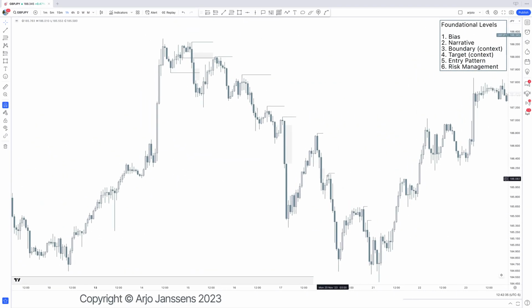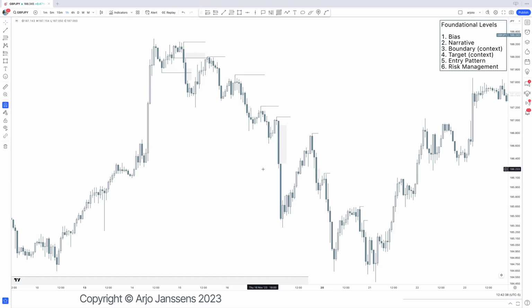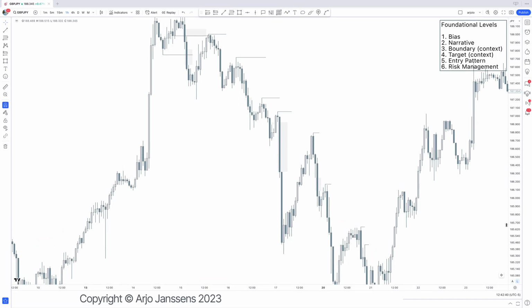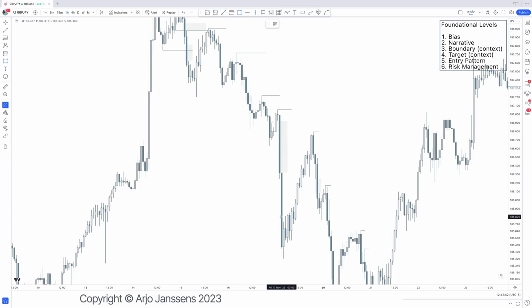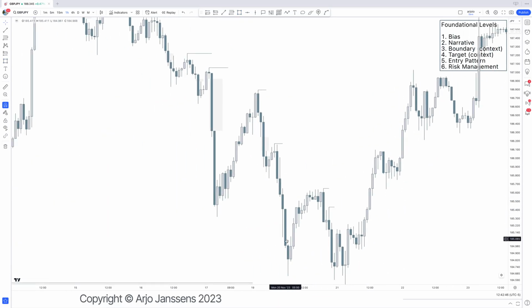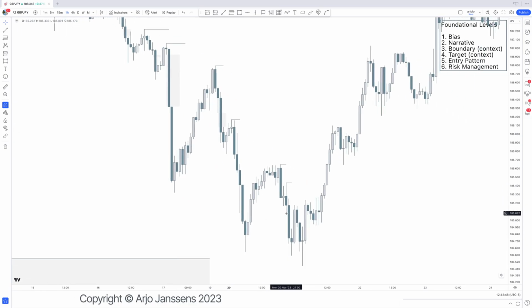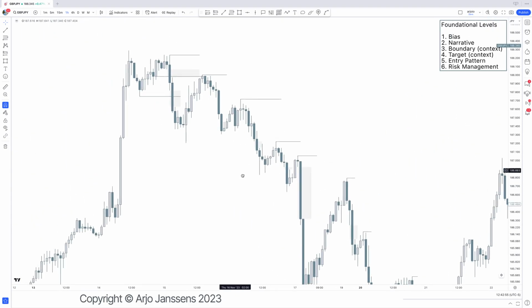If we look at all these legs lower right here, we have this first line of defense right there. It's a fair value gap. This first line of defense right here is a fair value gap. This first line of defense is a fair value gap right there. Those are all fair value gaps as the first line of defense.